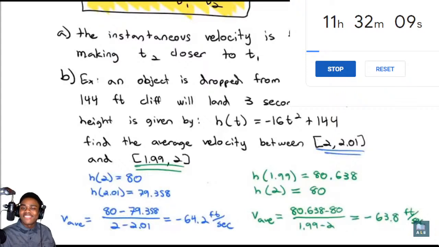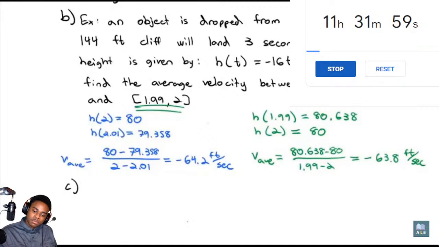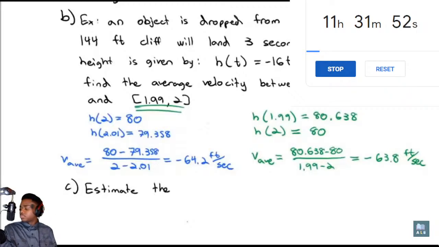And what you'll notice is both of these are really close, 0.2 away on each side of negative 64. So we can actually find out, or estimate, the instantaneous velocity.